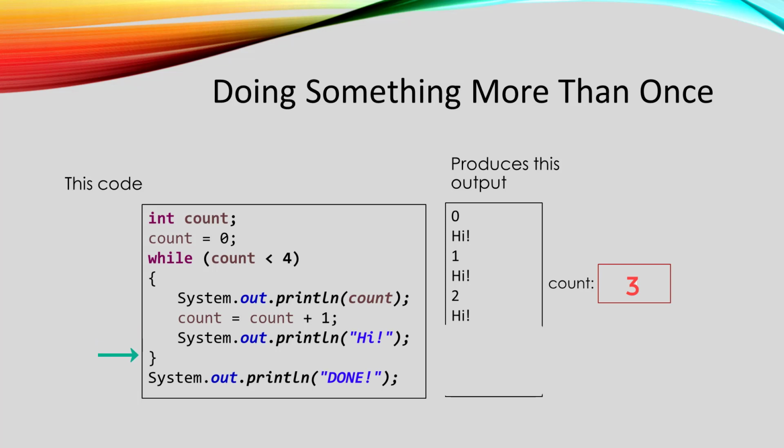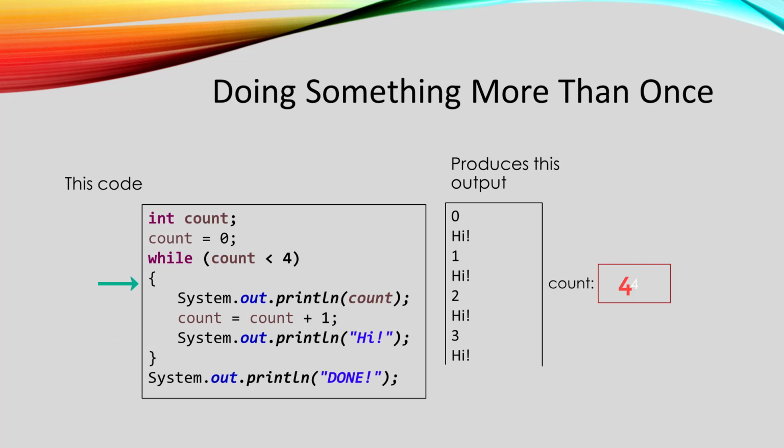We're at the bottom of the loop. We go back to the top. It compares the value of count to 4. 3 is still less than 4, so it does the loop again. It prints out the value that's in count, which is a 3. It increments count to make it be a 4, and then it prints out hi with an exclamation point. The bottom of the loop, we go back to the top.